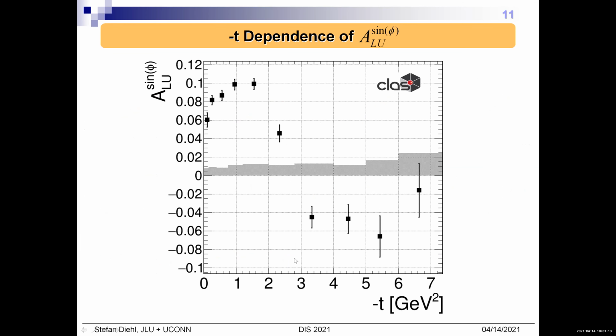And if we now plot this ALU sine phi value as a function of minus t, we can clearly see this effect, which I already described in the forward region, where the GPD-based description is valid. We have a positive sign, then we get a sign transition at a minus t of around 3 GeV square, which corresponds to the angle of around 90 degrees. And in the backward regime, where we assume the TDA description to be valid, we have a negative sign. So this is a strong indication for a transition between the two regimes.